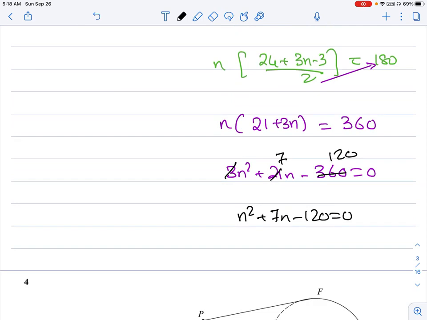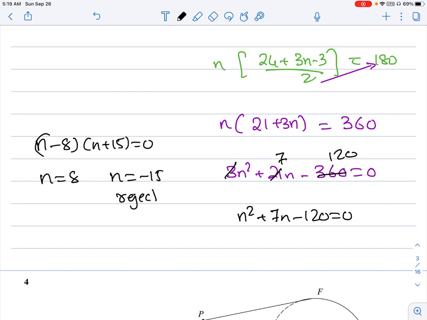If I factorize this one, the factors of 120 should be 8 and 15. So (n minus 8) times (n plus 15) is equal to 0. So n is equal to 8 or n is equal to negative 15. N equal to negative 15 is rejected. So n is equal to 8. That's question number 3.